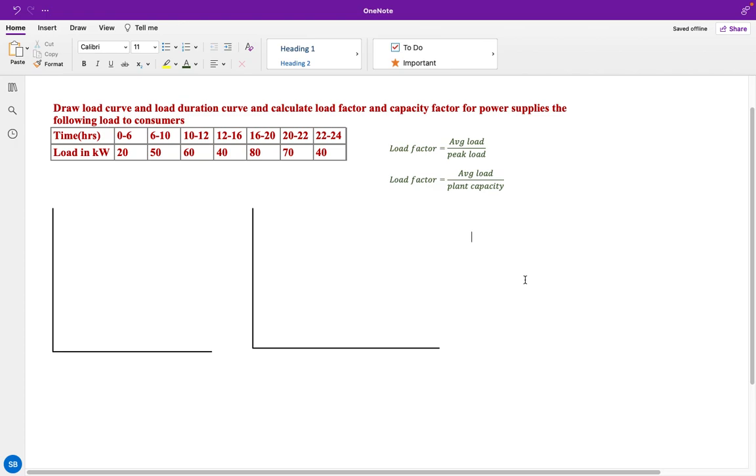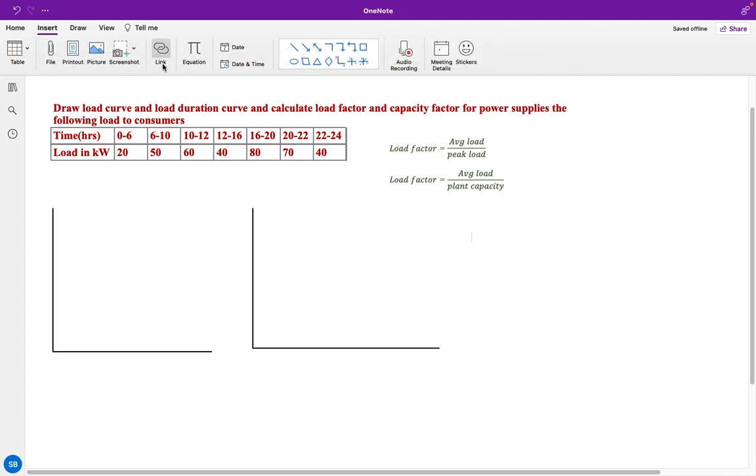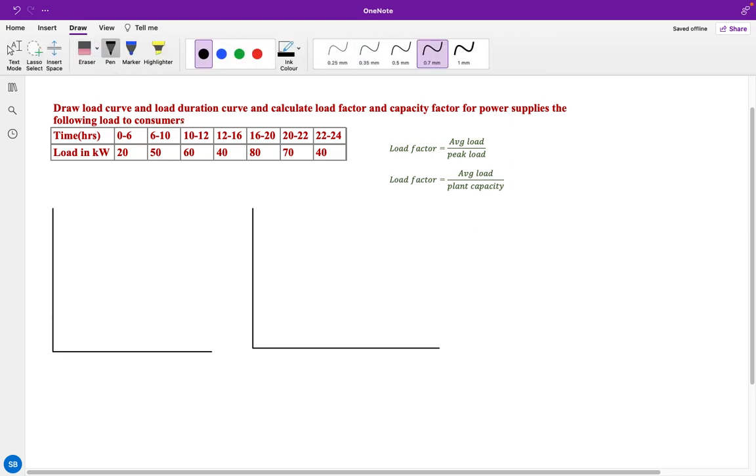Hi student. So we are going to solve one numerical that is based upon finding the capacity factor and the load factor of a particular power plant. The given question says: draw the load curve and load duration curve and calculate the load factor and capacity factor for the power supplies.